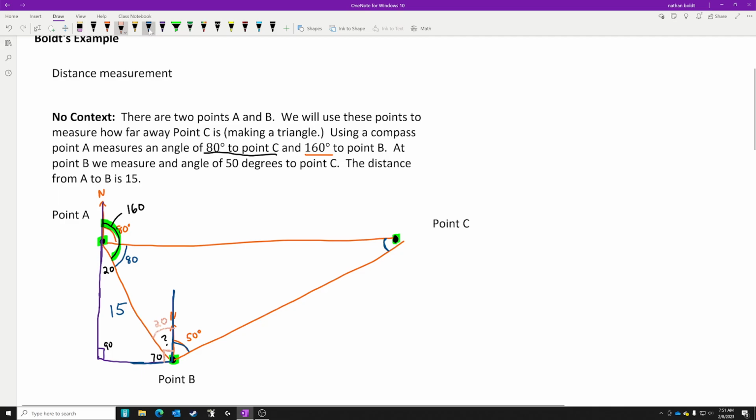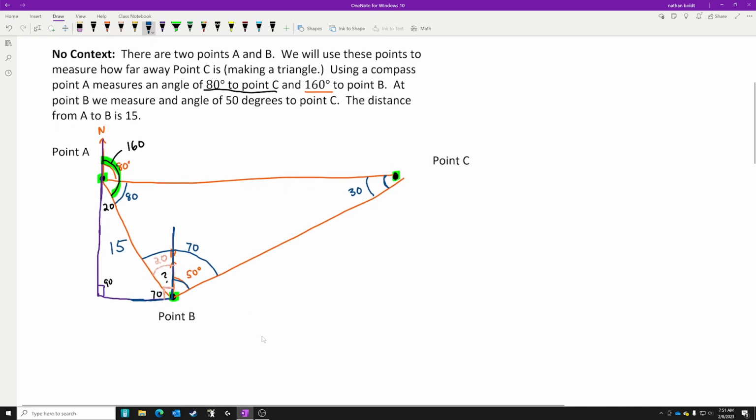And now I have all the angles. I'll be able to get all the angles of my triangle. This full angle, this bottom for B, we can now see is 70, which allows me now to get this angle over here at point C because we have 80, we have 70, that makes 150. That means we've got 30 left over. And so now that I have all three angles and I have one side, we can now use the law of sines to find the other two sides.